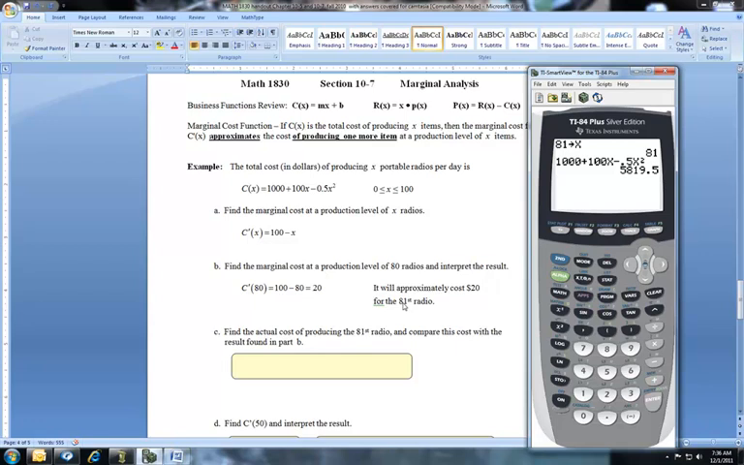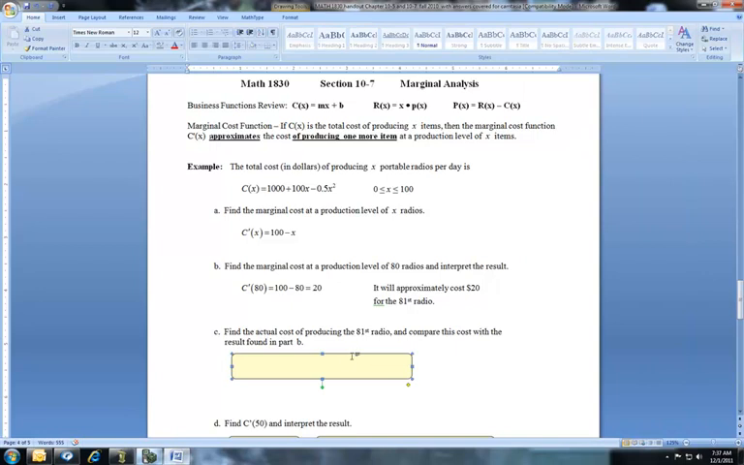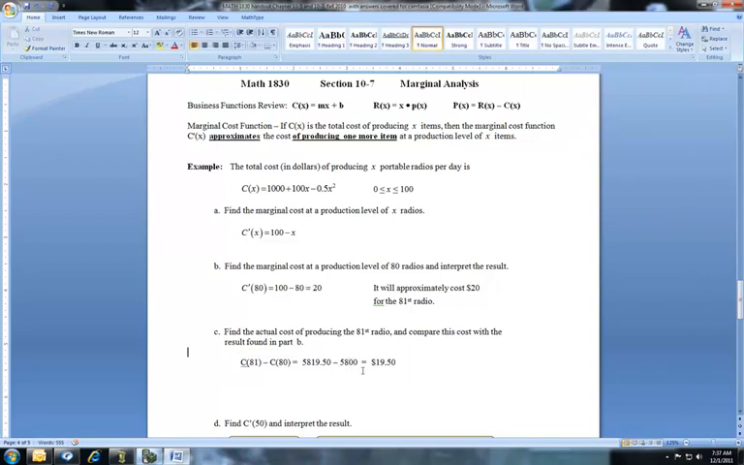But I only want to know about the 81st. So let's go find out how much 80 costs. Hopefully you've been doing the second enter because it saves a bit of time. Okay, so this is how much it cost for 81 radios. This is how much it cost for 80 radios. And if you can subtract, it looks like the actual cost of producing the 81st radio is $19.50. So let's see what I've got. And if you'll notice, 20, very close, very nice approximation.